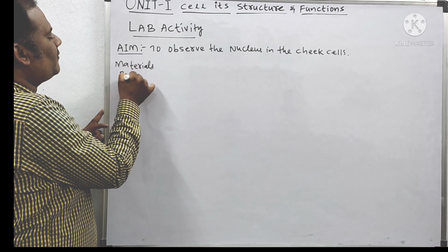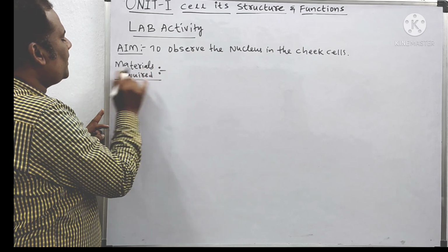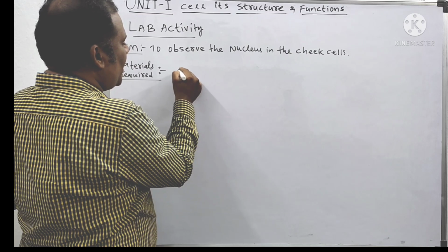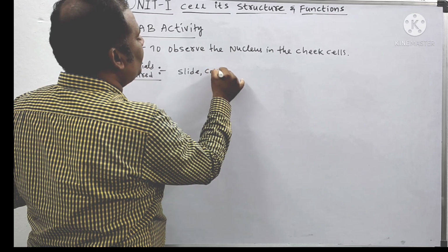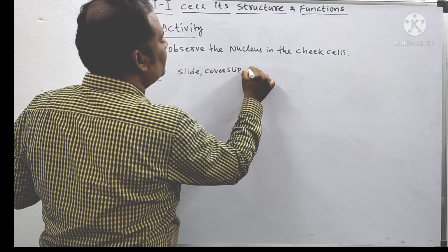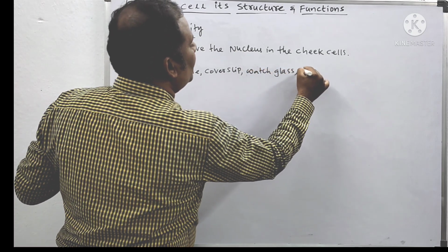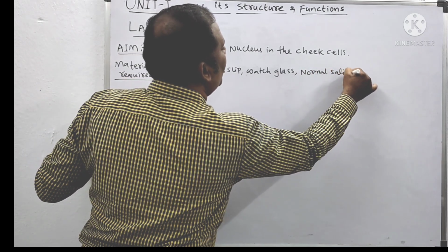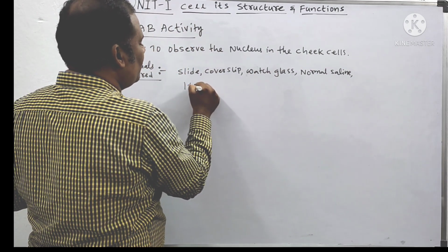Next, materials required. The materials required are glass slide, cover slip, watch glass, normal saline, and 1% methylene blue.